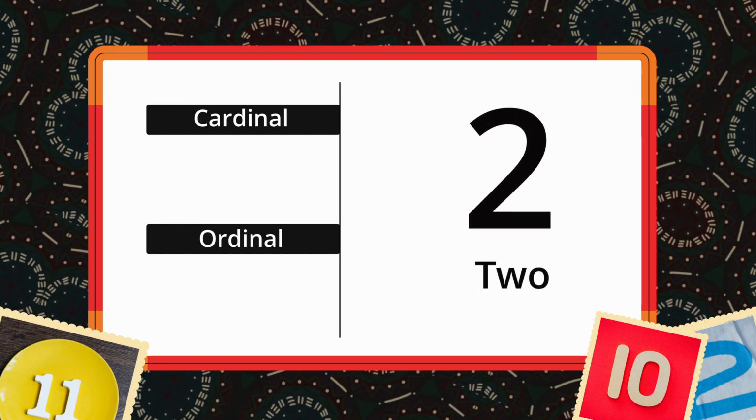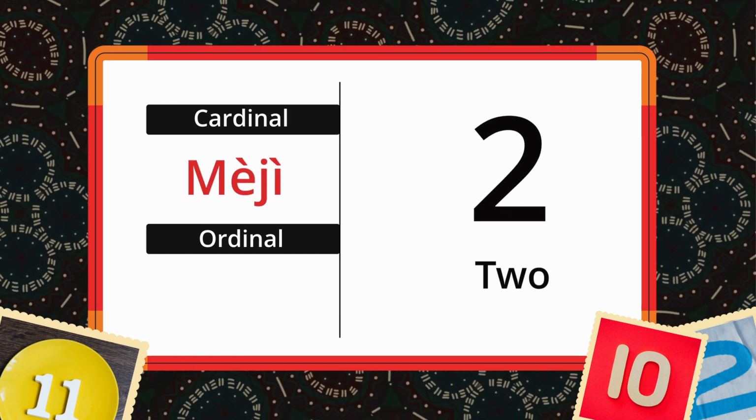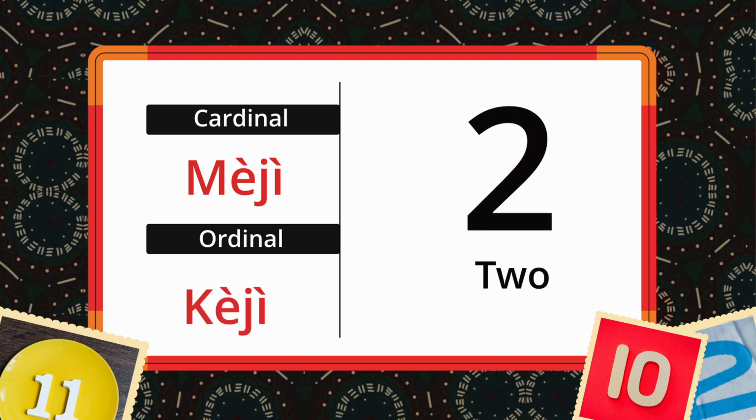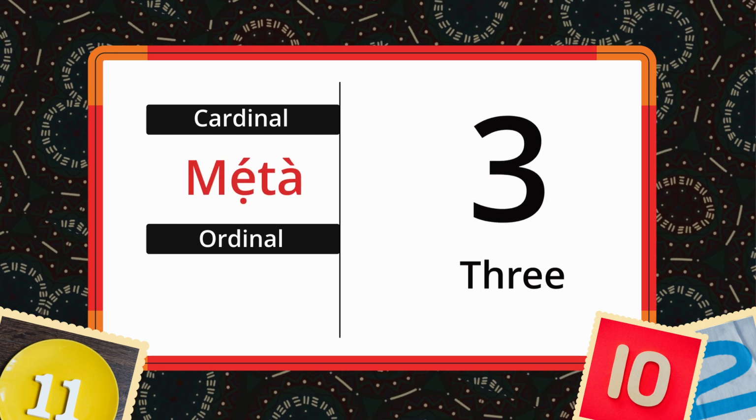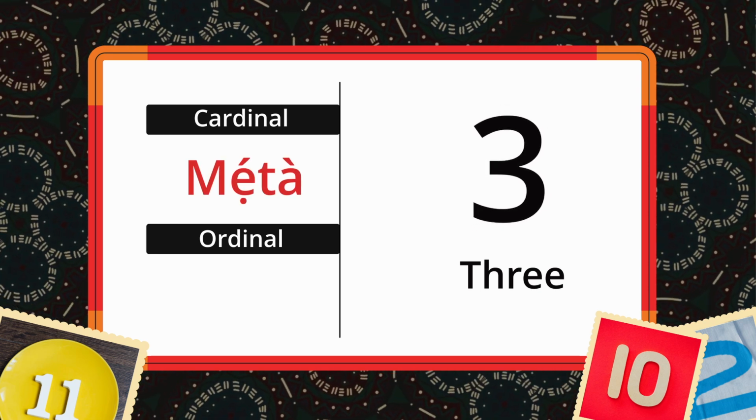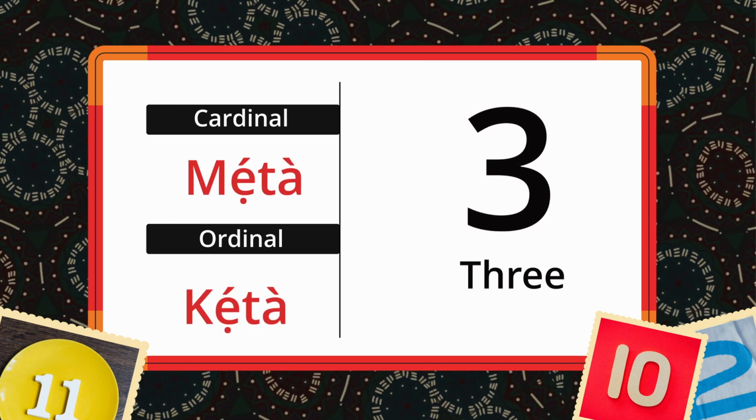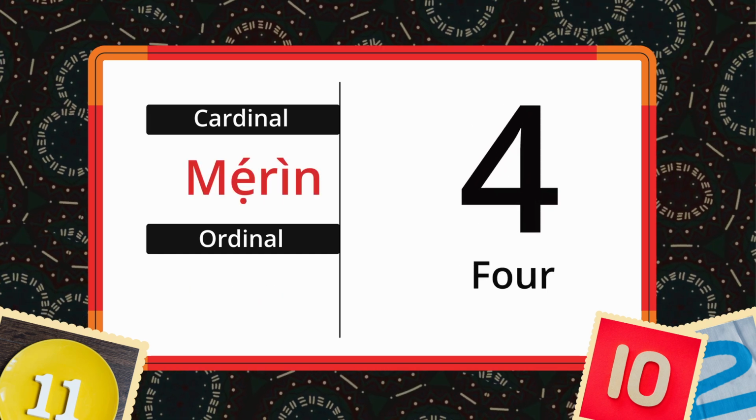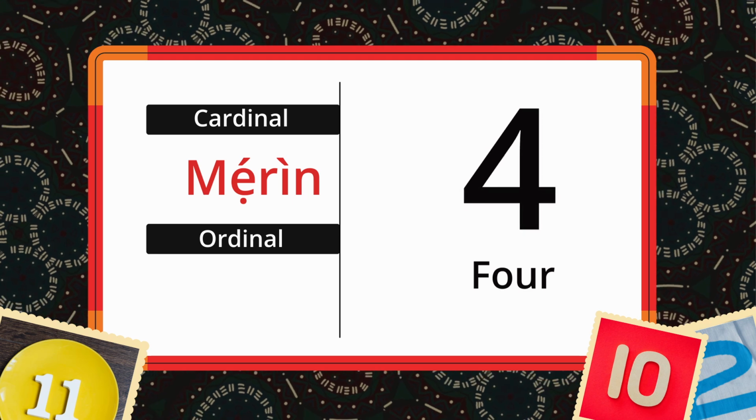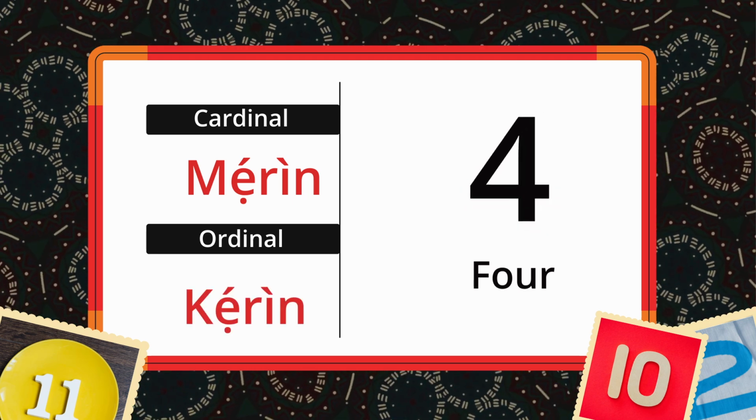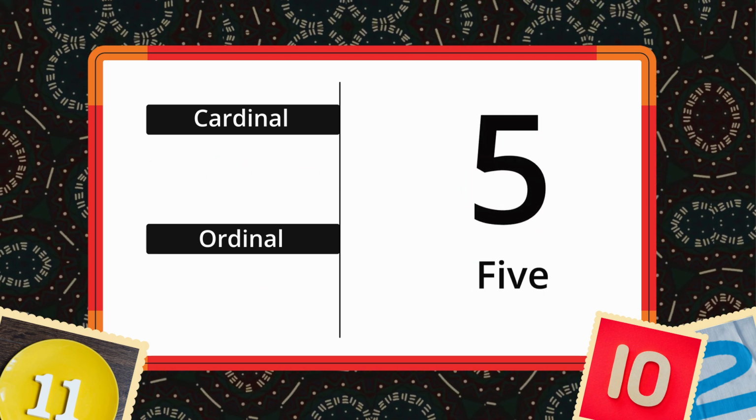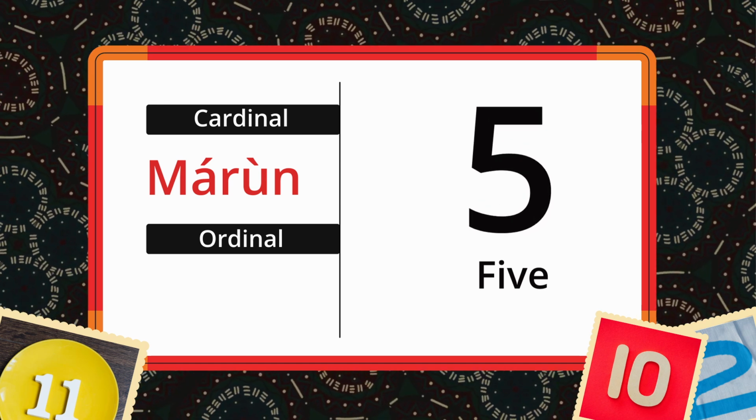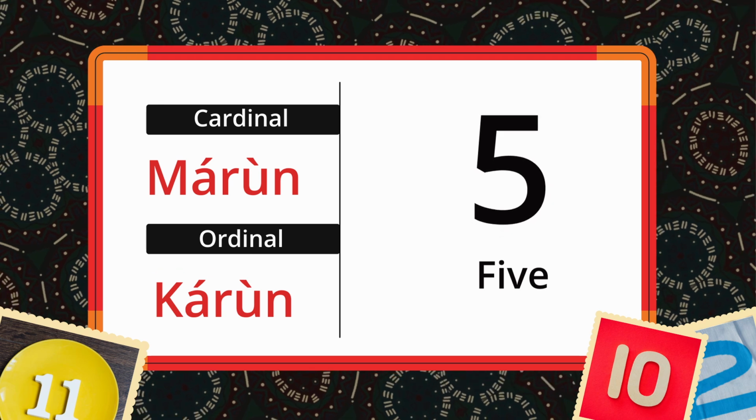2, méjì, méjì. You can call it kejì. 3, mẹ́ta, mẹ́ta. In ordinal form is kẹta, kẹta. 4, mẹ́rin, mẹ́rin. In ordinal form, they call it kẹrin, kẹrin. 5, márùn-ún, márùn-ún. You can say karùn-ún, that's in ordinal form.